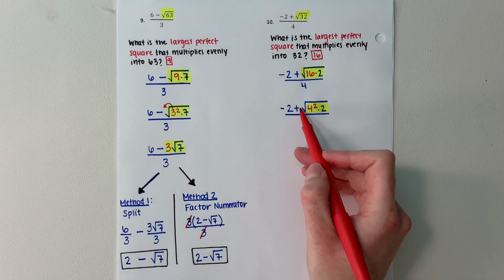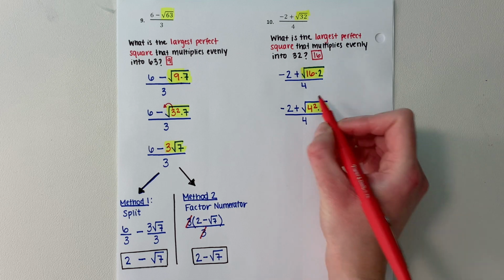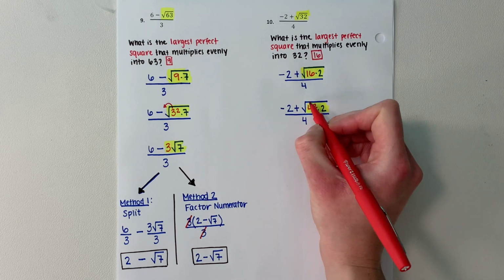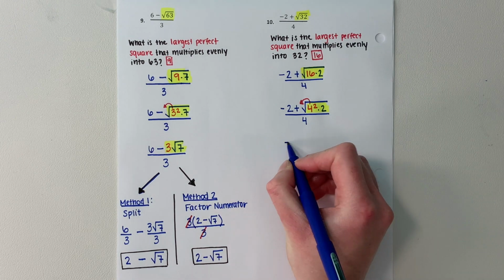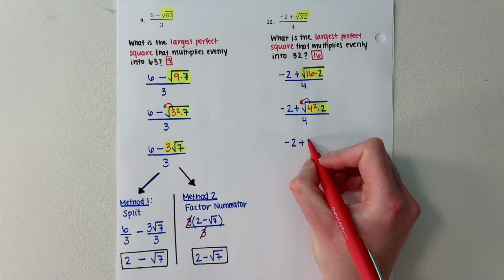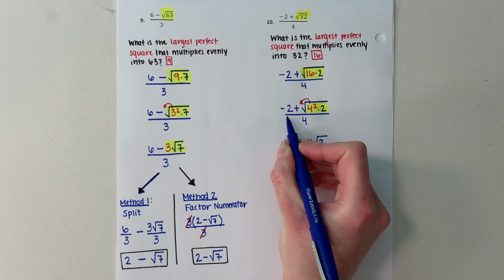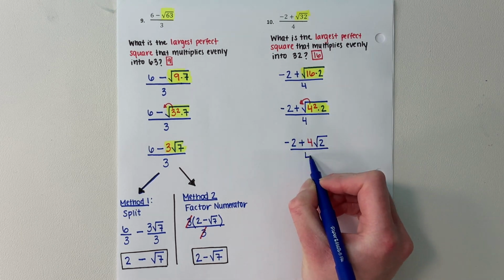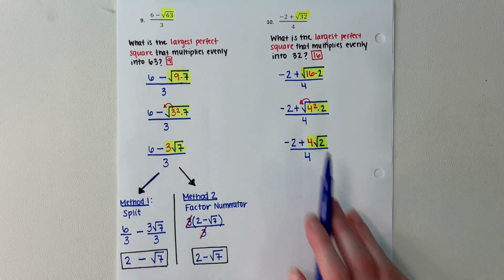Now, since this is a square root, anything underneath the radical that has a 2 for an exponent can be pulled out of the radical. So we're going to pull this 4 out of the radical, and that will leave us with -2 plus the 4 that we pulled out. Underneath the radical, we still have the 2, and then this should still be all over 4. Now, we've simplified the square root of 32 to 4 square root of 2.